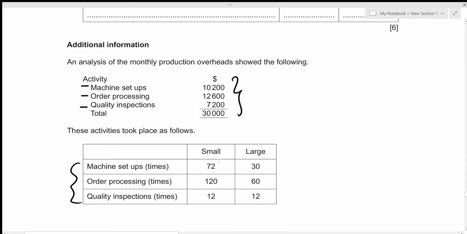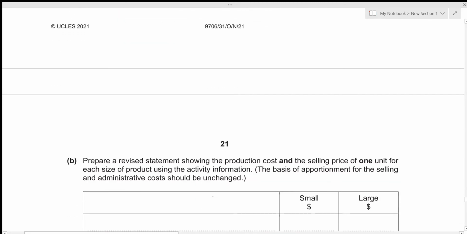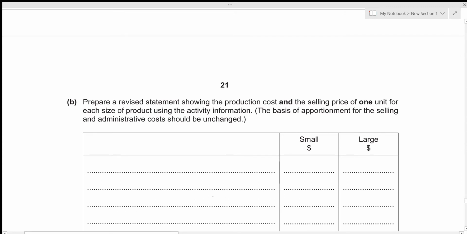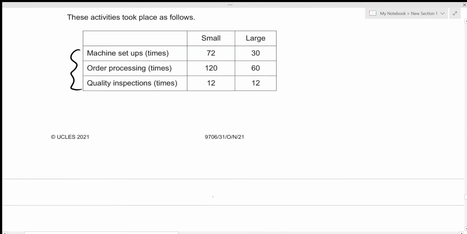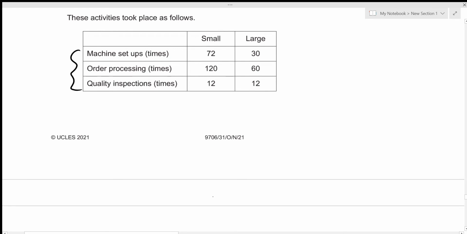For small, that's 72 times. For large, that's 30 times for machine setups. And for order processing, it was done 120 times for small sizes, whereas it was done 60 times for large sizes. And quality inspection were done 12 times for both small as well as large sizes. Now let's have a look at our question. We need to prepare a revised statement showing the production cost and the selling price of one unit for each size of product using the activity information, which means that we now need to divide our production overheads based on those three activities mentioned above, which were machine setups, order processing, and quality inspection.